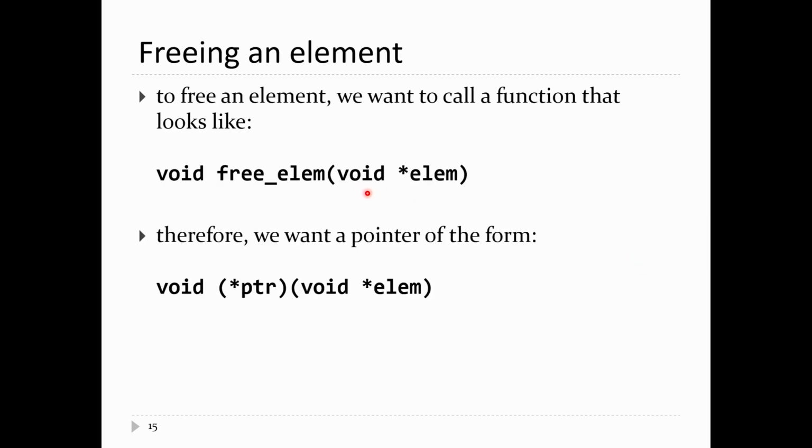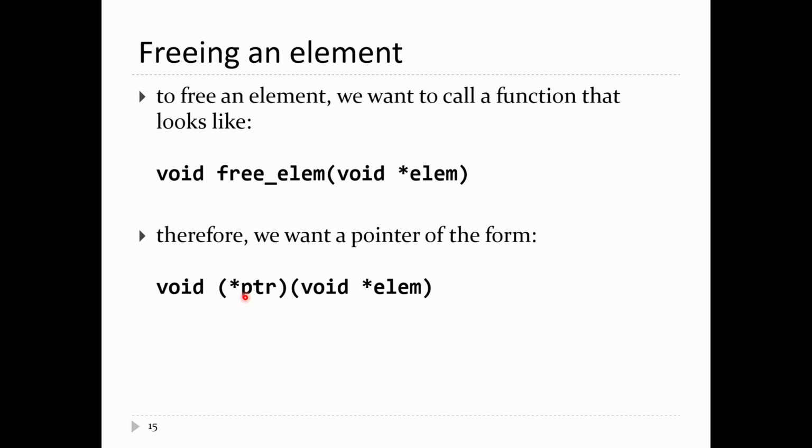All right. Now freeing an element is almost the exact same thing. To free an element, I want to call the function that can accept a pointer to the element, and that function will do everything it needs to do to free the memory associated with the element. Now to call that function, I need a pointer to that function. So I want a pointer of the form void, void star, and then the pointer name there.